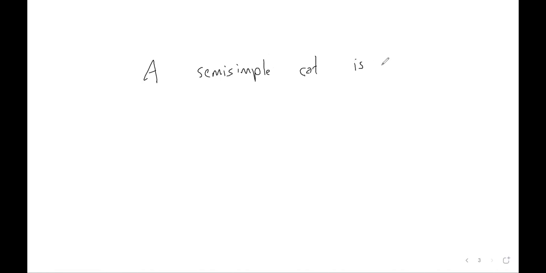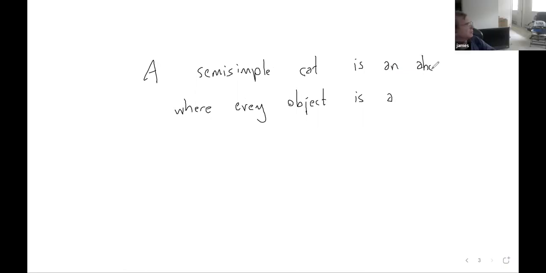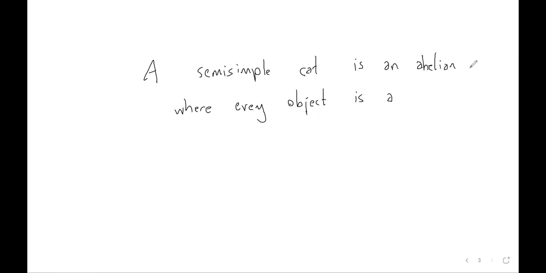A semi-simple category is one where every object is a co-product. I know you may not like this and maybe it's bad, but I'm going to do it anyway. So I'm going to say it's an abelian category. That's a pretty standard way to do it. So you probably don't need to mention limits. You can probably just mention co-limits. But for every object, there's a co-product of simple objects.